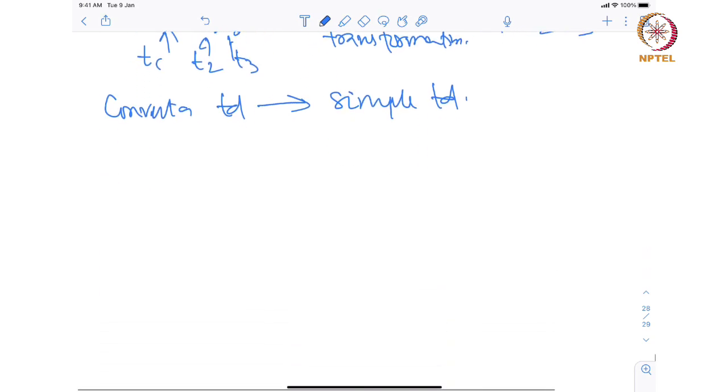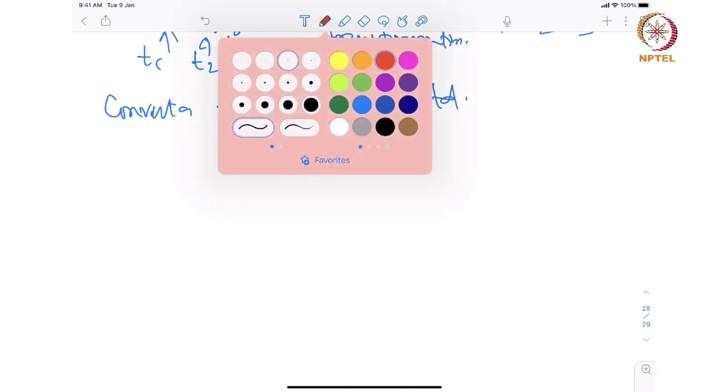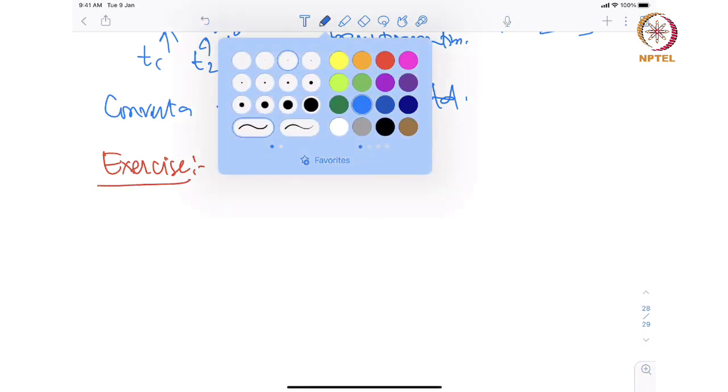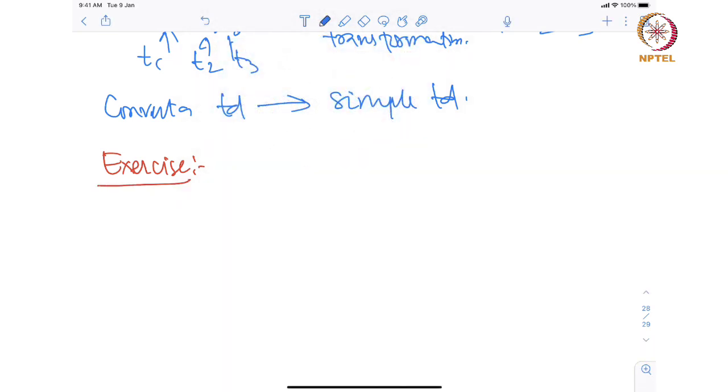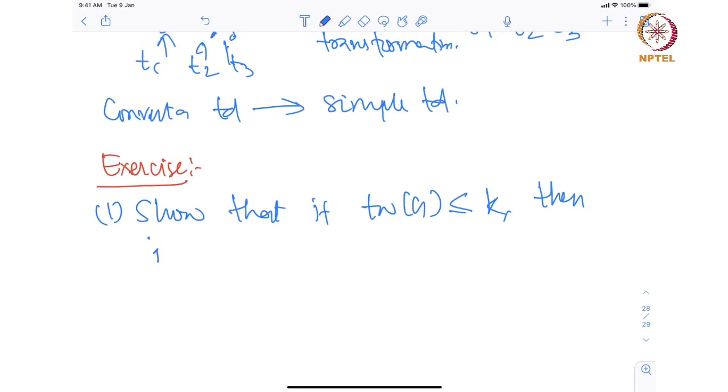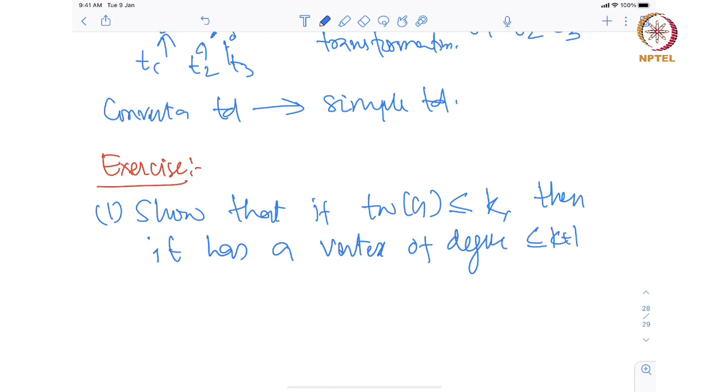Now, it has some very beautiful properties. This is some exercise which I want you to think about, and if you are not able to do it, we will do it. Because of the simple tree decomposition, first show that if the treewidth of G is at most k, then it has a vertex of degree at most k plus 1. Hint: use simple tree decomposition.